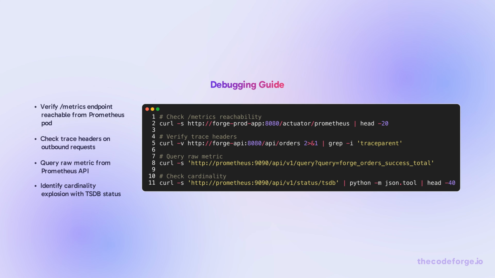When your observability pipeline fails, run these checks in order. Start by verifying the metrics endpoint is reachable from inside the Prometheus pod. Then check trace headers on outbound requests. Use the Prometheus API to query raw metrics and identify cardinality explosions.